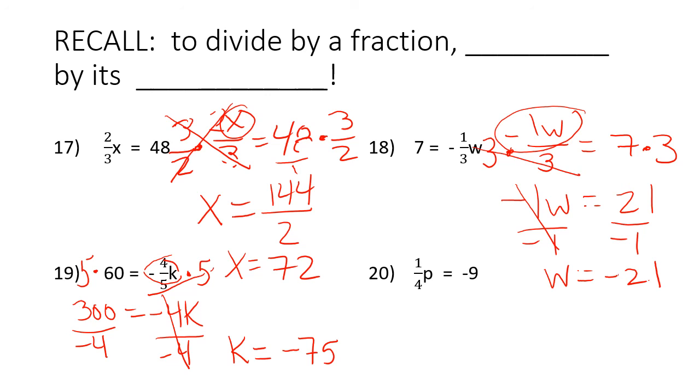Number 20, 1/4 p equals negative 9. So here I'm going to multiply by the reciprocal. Again, you can do it in 2 steps, just multiply by the denominator, but I'm going to show you how to multiply by the reciprocal. If we multiply by 4 over 1 on both sides, on the left-hand side, the 4's and 1's cancel. I'm left with p equals. On the right-hand side, I have negative 9 times 4, which is negative 36, over 1 times 1, 1. So p equals negative 36 when I reduce that fraction.